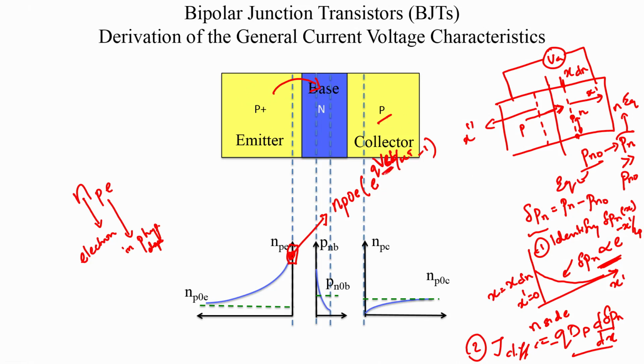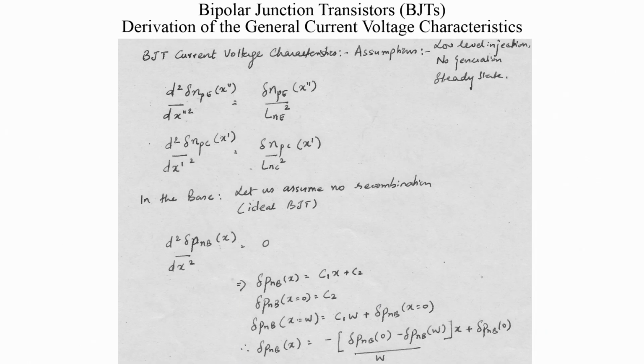And by just understanding the nature, whether this is positive or negative, you can identify what the concentration profile is. You can understand the starting point of the concentration profile. Alright, so that is the profile. Now all we have to do is sit down and solve the continuity equation in the collector, the base, and the emitter, and you will have your current voltage characteristics.